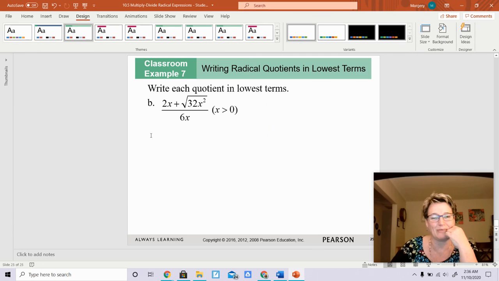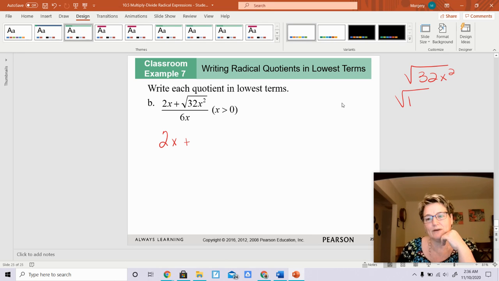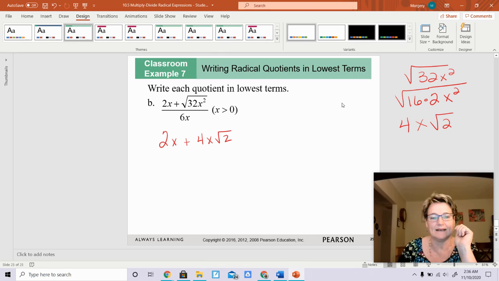Very last one, and I promise you I'll be finished. All right, this very last one, we have 2x plus, now the square root of 32 x squared. Remember, the square root of 16 times 2 times x squared means the same thing. The square root of 16 is 4. You can't square root 2. The square root of x squared is x. So this is going to be 4x square roots of 2. I just reduced it, and it's all over 6x.